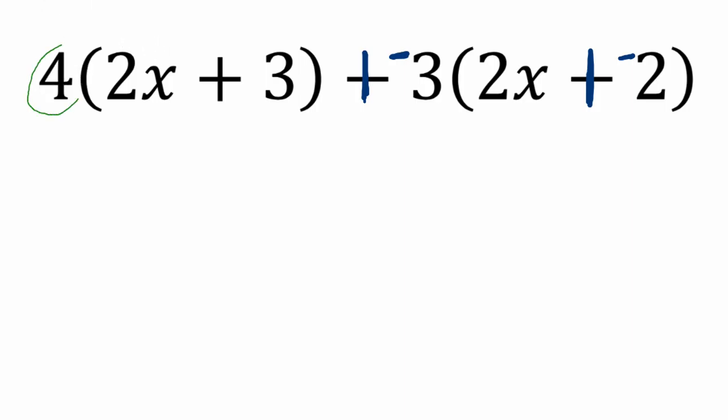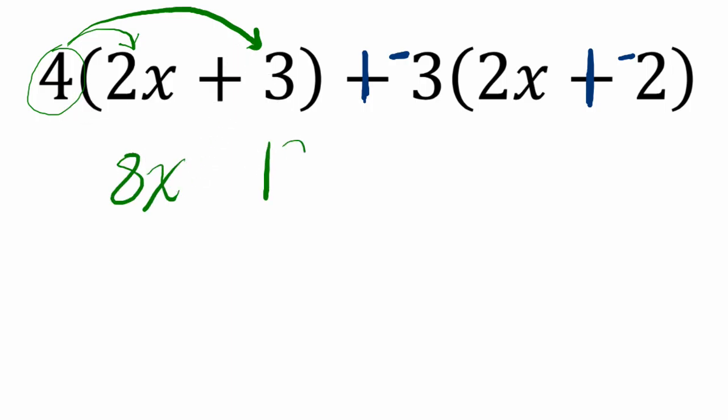Well, I have this 4 here. I have to distribute, which means multiply it, by the 2x and the 3. 4 times 2x, that's 8x. 4 times 3 is 12. We're adding those up. Then we have to add these distributions.